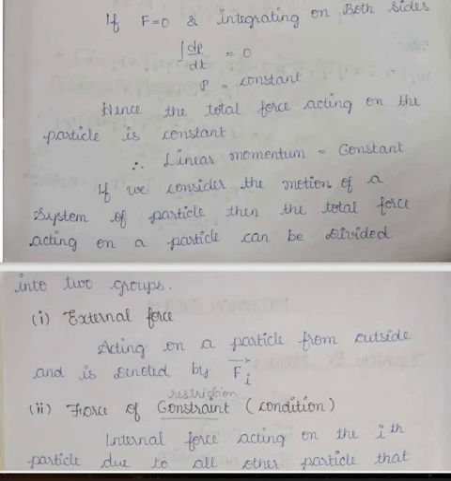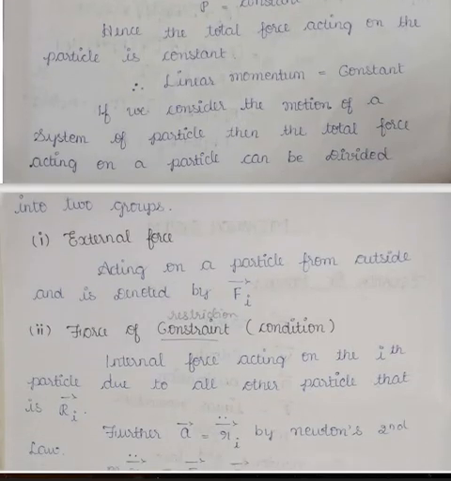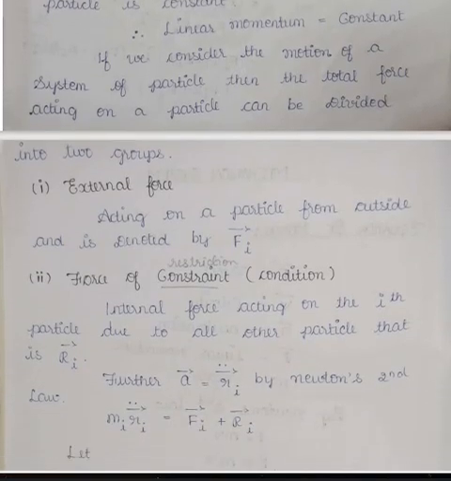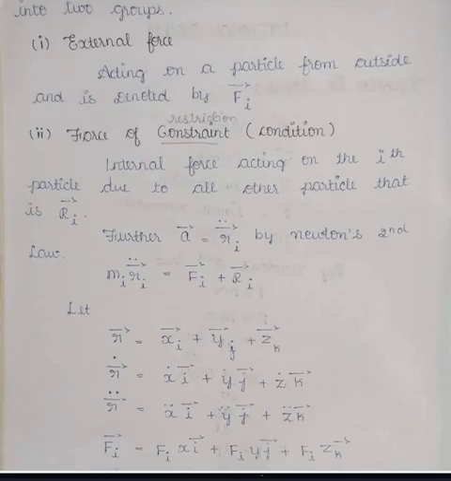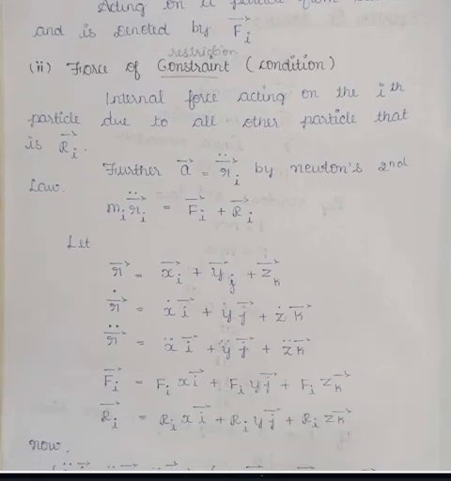If you consider the motion of a system of particles, then the total force acting on a particle can be divided into two groups. One, the external force and force of constraint acting on a particle from outside, denoted by Fi vector. Two, the internal force acting on the ith particle due to all other particles, that is Ri. Further, acceleration equals Ri double dot. By Newton's second law, we can write mi Ri double dot equals Fi plus Ri.